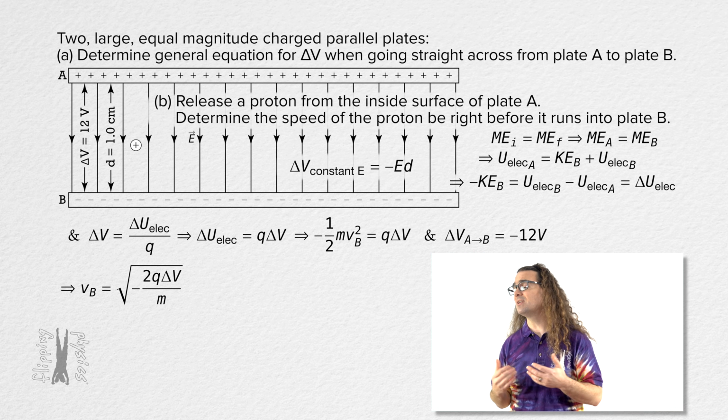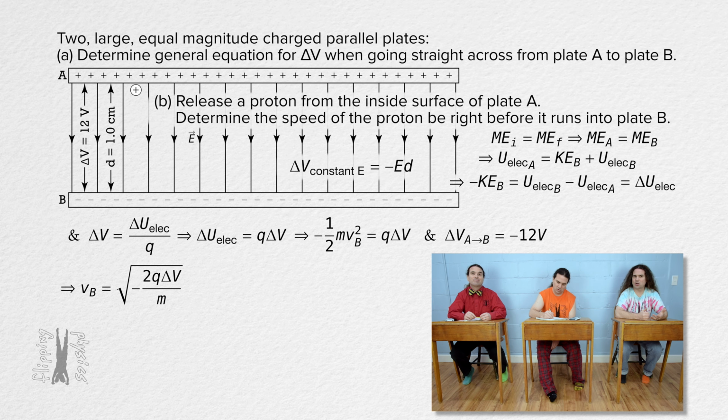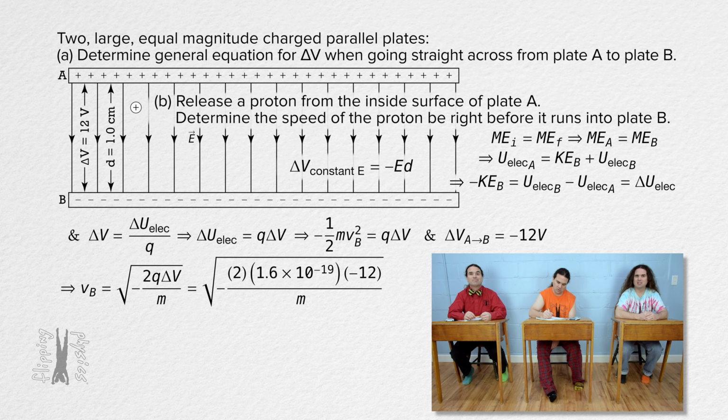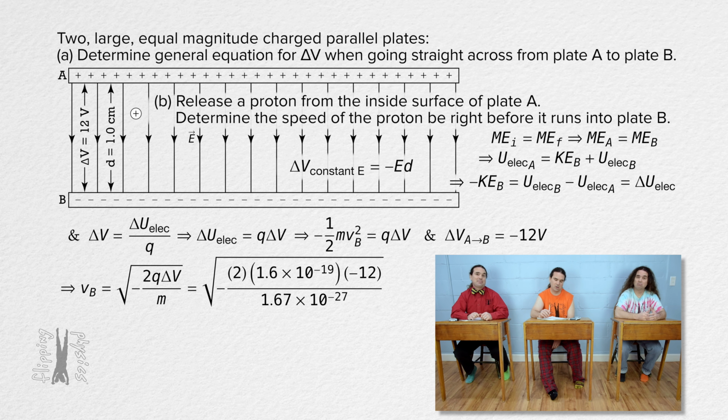Bo, please substitute in numbers. The charge on a proton is positive 1.6 times 10 to the negative 19 coulombs. The electric potential difference from plate A to plate B is negative 12 volts. And the mass of a proton is... On the AP Physics C table of information, which we will get during the exam, it says that the mass of a proton equals 1.67 times 10 to the negative 27 kilograms.